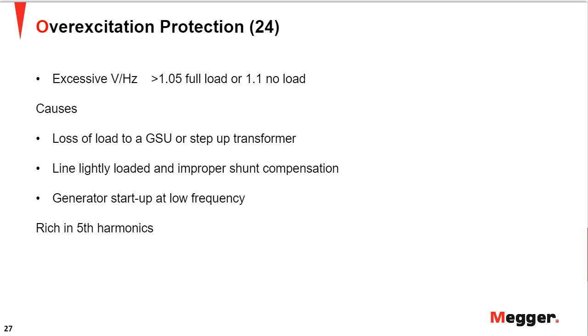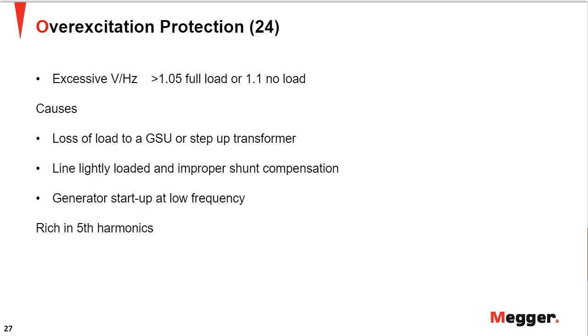So volts per hertz is what is used to detect an overexcitation condition. It's basically the ratio of your per unit voltage to per unit frequency, right? Some of the causes for overexcitation could be loss of load to your GSU, or your generators start up at a very low frequency, or you have a line lightly loaded and you don't have a proper compensation. So it could be overvoltage, it could be underfrequency, it could be anything in your system which can cause overexcitation, right?